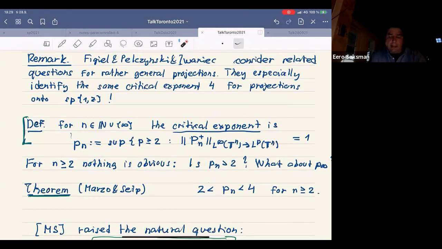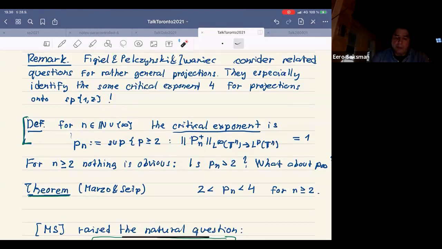And now what we want to do, we want to define n, where n is now the dimension of the torus. So we want critical exponent Pn by saying that Pn is the supremum of p larger than or equal to 2, such that Riesz projection is contractive from L infinity to LP. And if n is larger than 2, things are less obvious.